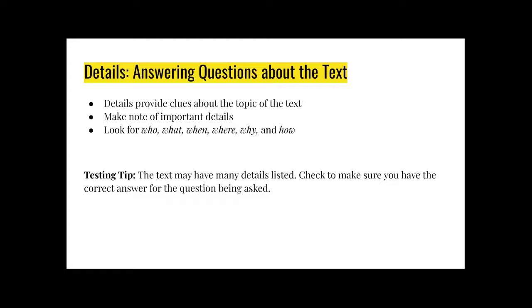The details are going to provide us with clues about the topic of the text. So as you read, it's important to make note of those important details because typically that's how we're going to answer the specific question that we are asking or that is being asked of us. So we're going to look for things like the who of the passage. What is taking place? When is the action happening? Where is it happening? Why is it happening? And finally, how is this information important, or how can I use it?